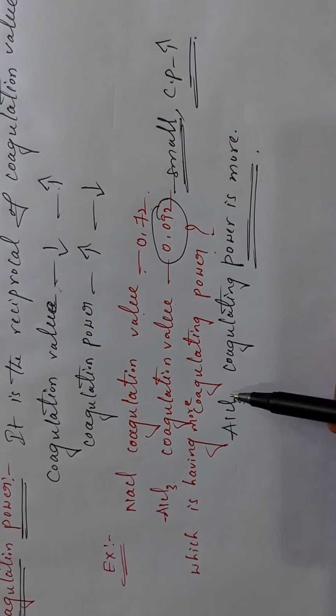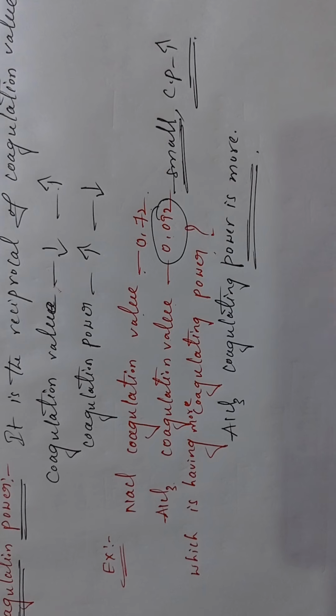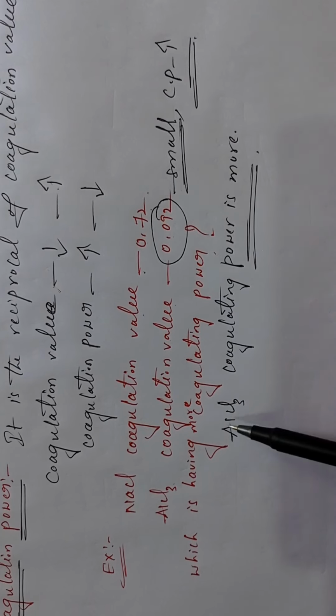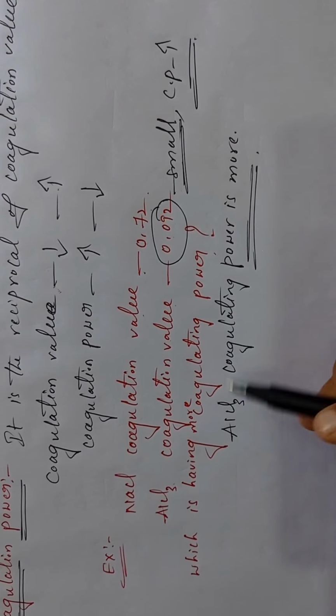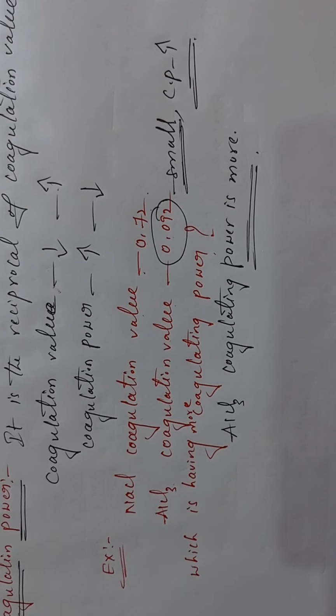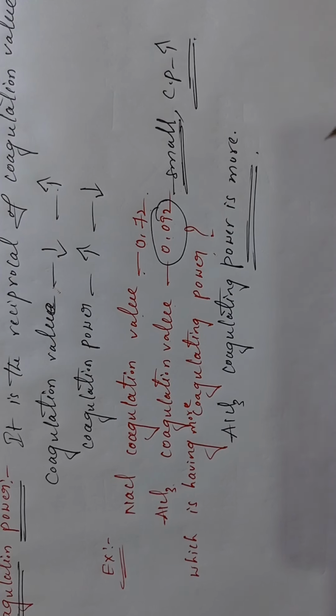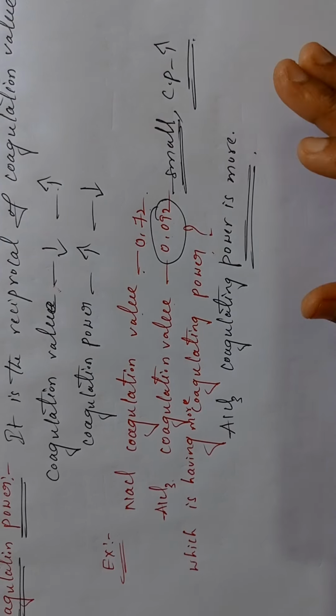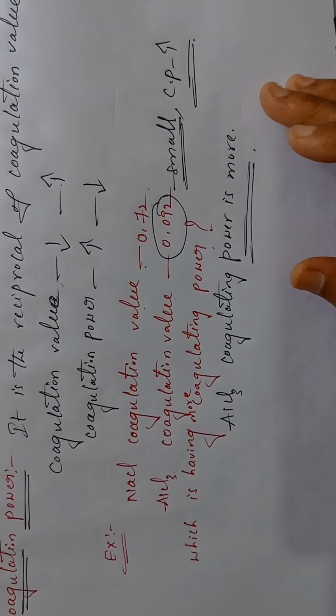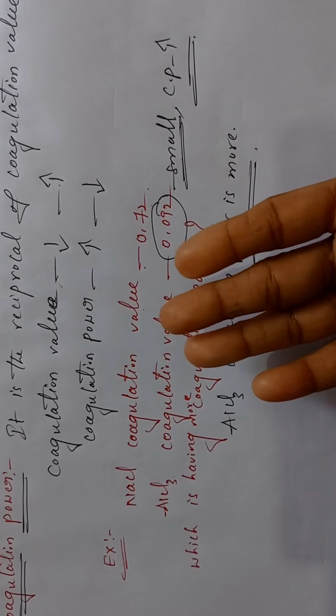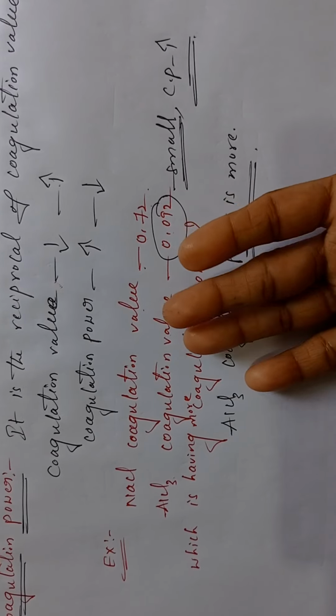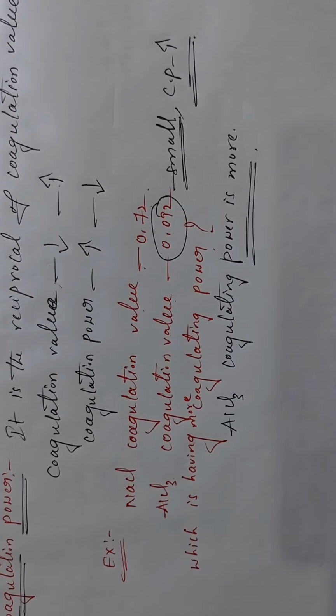So that means aluminum chloride readily forms the precipitate. It readily converts the colloid into precipitate, students. That is the coagulating power. Whenever aluminum chloride is added to the colloid, it immediately converts the colloid into precipitate, students. That is the coagulating power. Understanding, students? So that is the coagulation power. Clear this one?